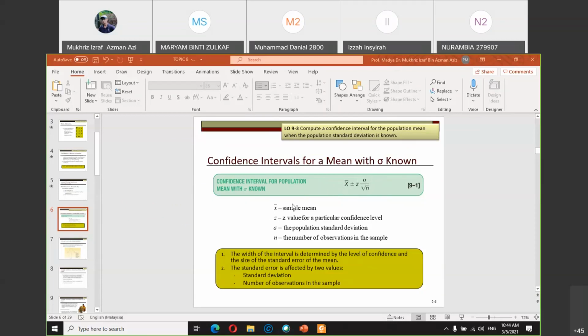So X bar is the sample mean, and Z is the value of the confidence level, which will be provided. Sigma is the population standard deviation. Why sigma, not S? Because here we mentioned that sigma is known. And n is the sample size.